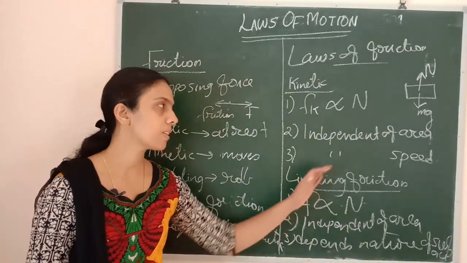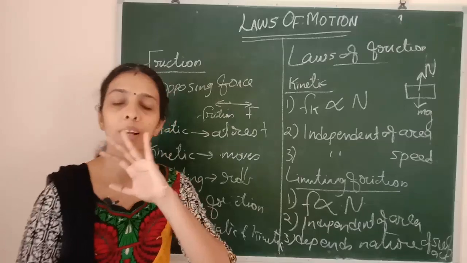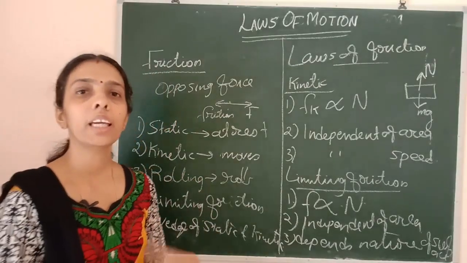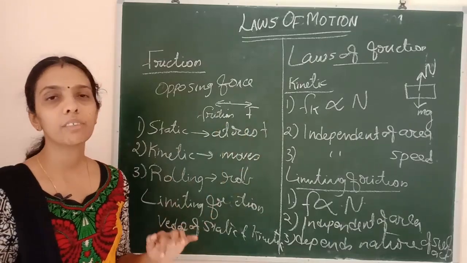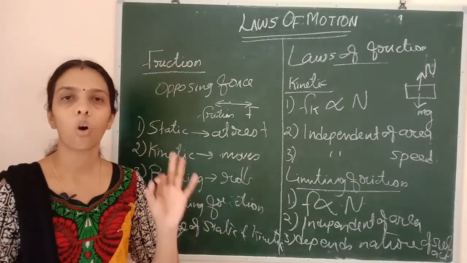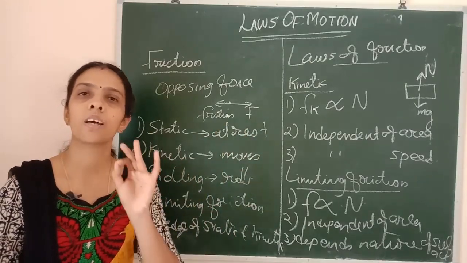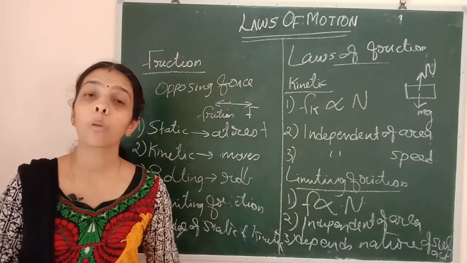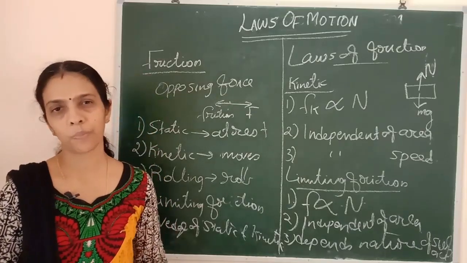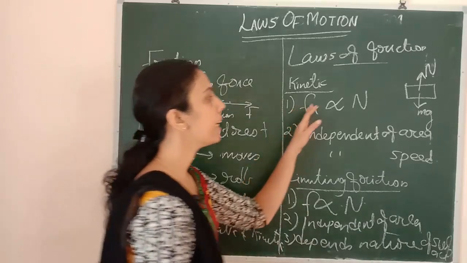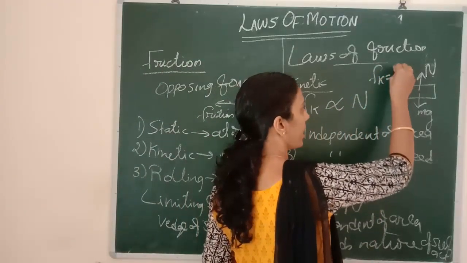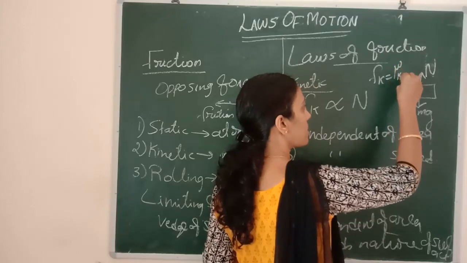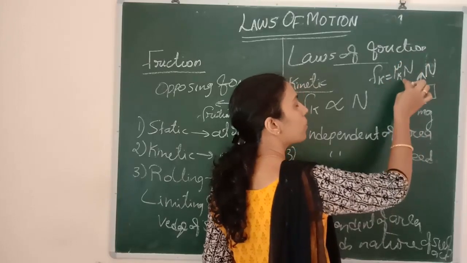So frictional force is directly proportional to the normal reactional force. If it is static friction, or limiting, or kinetic friction, that will be the case. Always the frictional force is proportional to the normal reactional force. So if Fk is proportional to N, to change the proportionality sign, we can multiply with a constant called mu k. So mu k into N.